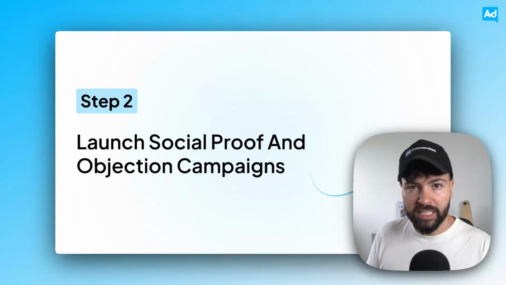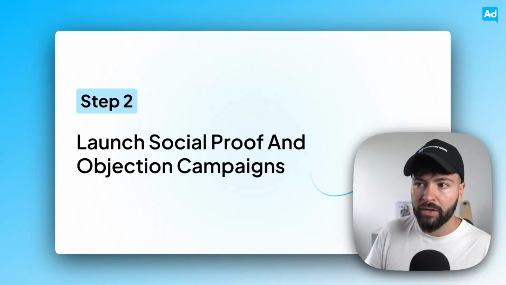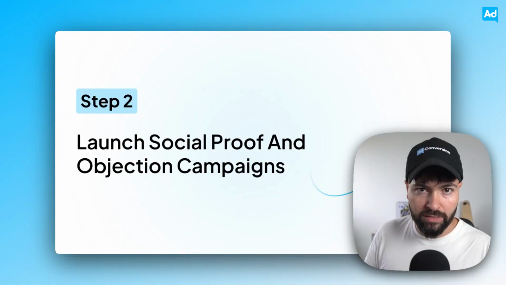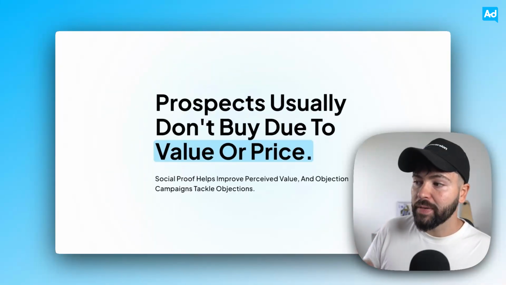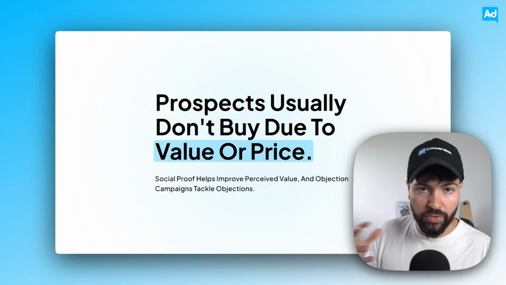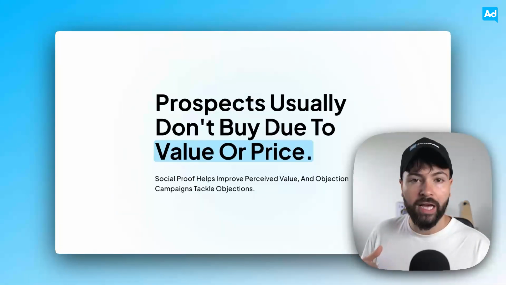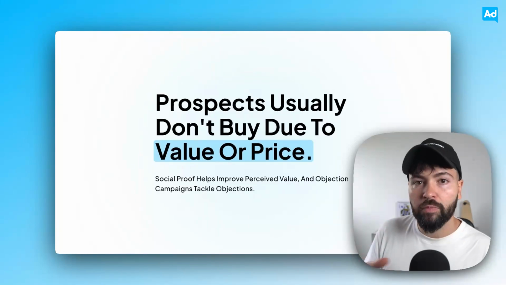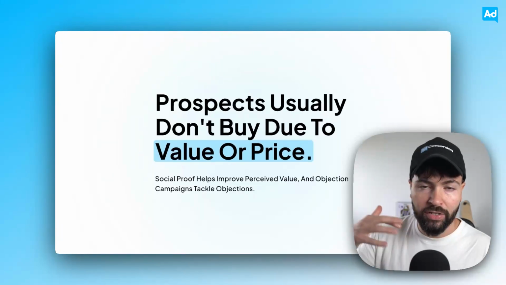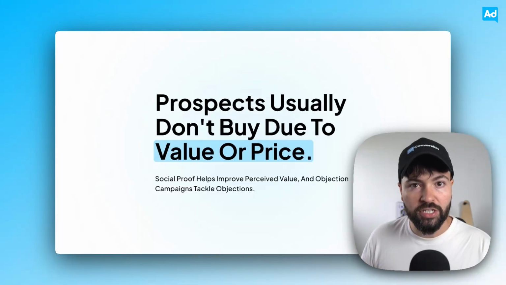Once we have that list pushed into LinkedIn and we're able to target the open opportunities that we care about, the second step is we want to launch social proof and objection campaigns. So it's important to remember that prospects usually don't buy due to value or price. Those are usually the two reasons why somebody won't move forward with you. And social proof campaigns really help us improve the perceived value of our product. And then objection campaigns can really help overcome price and any other objections that might stop somebody from making the final decision to move forward with us.